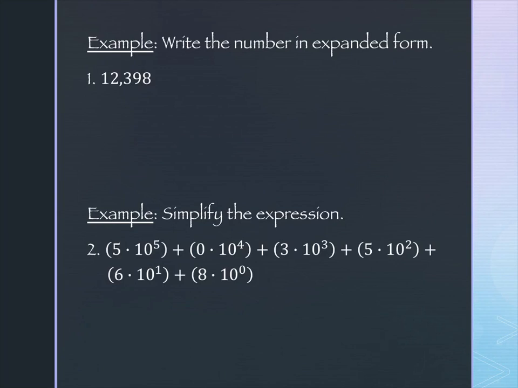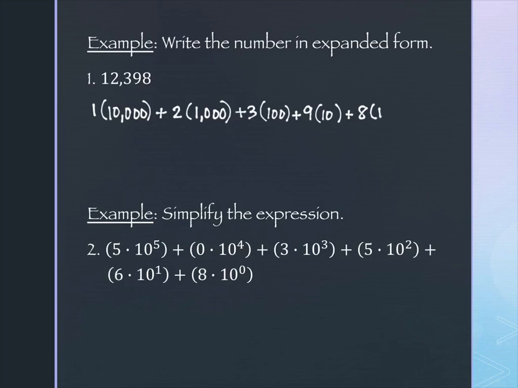12,398, what it means is we take each digit and we write its place value next to it. This 1 is in the what's place? The 10,000's place. So we write 1 times 10,000. The 2 is in the what's place? Thousands place. So it's 2 times 1,000. The 3, the hundreds place. The 9, the tens place. And the 8 is in the ones place.